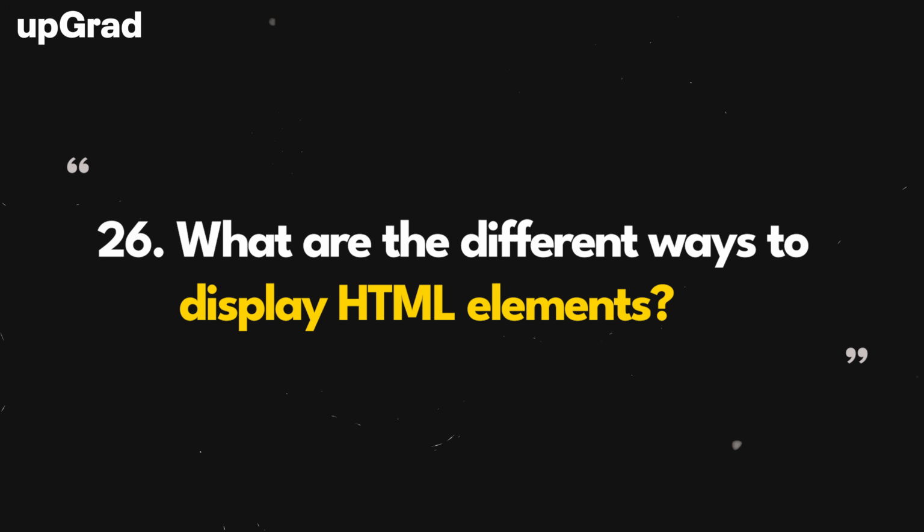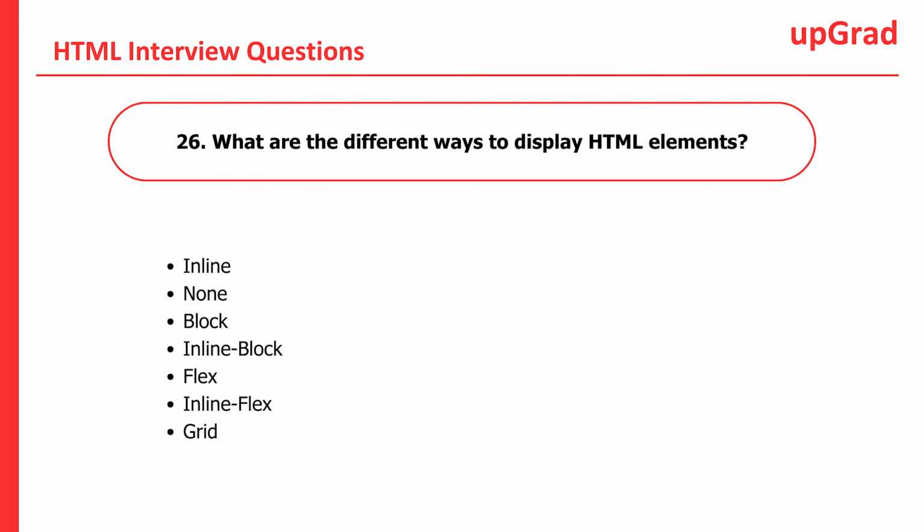Question number 26. What are the different ways to display HTML elements? First, we have inline. This technique allows any block level elements to be displayed as an inline element. Height and width values do not affect the element's appearance. Next, we have none. This property can conceal or hide the HTML element. Next, block. This represents an inline element as a block element. Next, inline block. Similar to inline, this property allows formatting the element using height and width values.